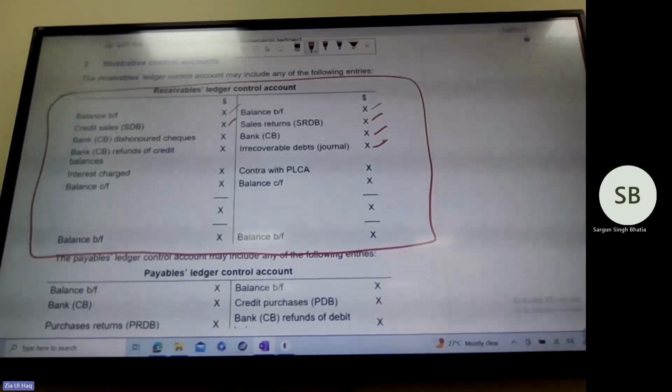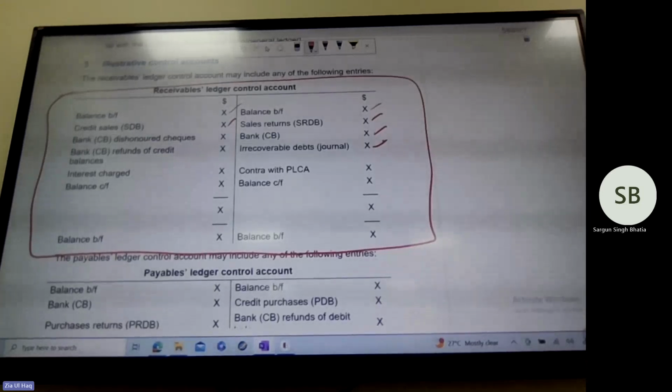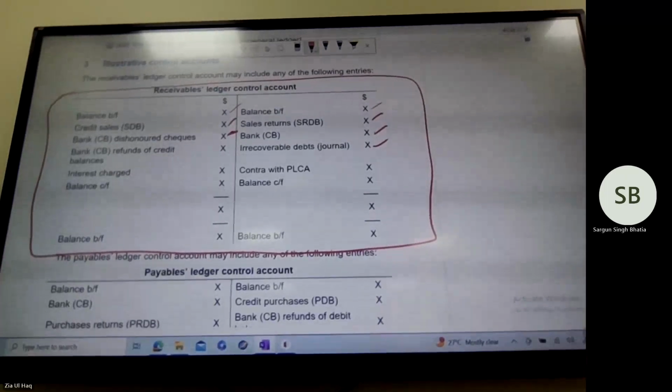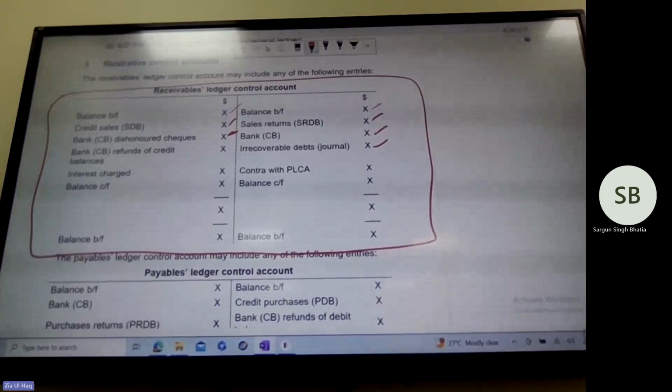We will reverse the entry. How? Receivable debit and bank credit against the dishonored check. So the dishonored check will be recorded here, meaning we need to debit the receivable. So can you understand these entries? Oh, yes, sir.